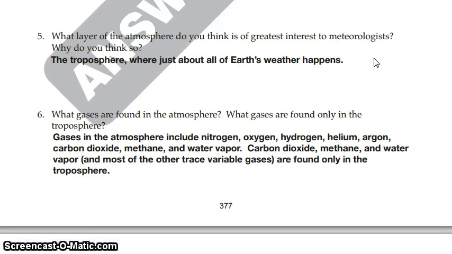And the final question is what gases are found in the atmosphere and what gases are found only in the troposphere. So the gases in the atmosphere include nitrogen and oxygen, some hydrogen, helium, argon, carbon dioxide, methane, and water vapor. Now with those variable gases that are only found in the troposphere, we're going to focus more on carbon dioxide, methane, water vapor, and they're only going to be found closer to the surface, along with the nitrogen and oxygen. And it's important that we get those variable gases close to the surface.